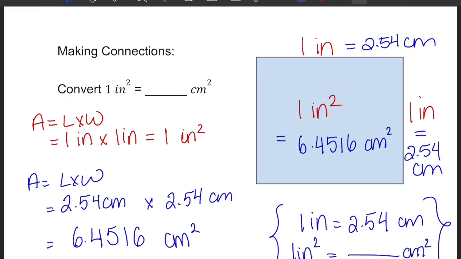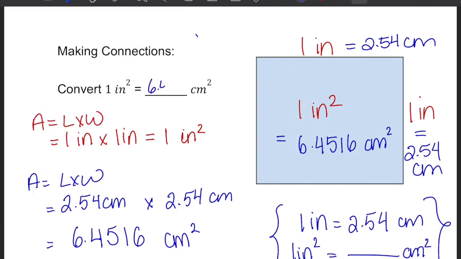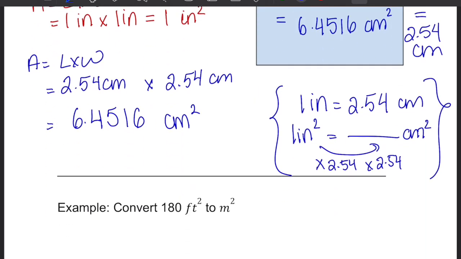So let's start with an example. Let me actually just conclude this one real quick. 6.4516. All right.